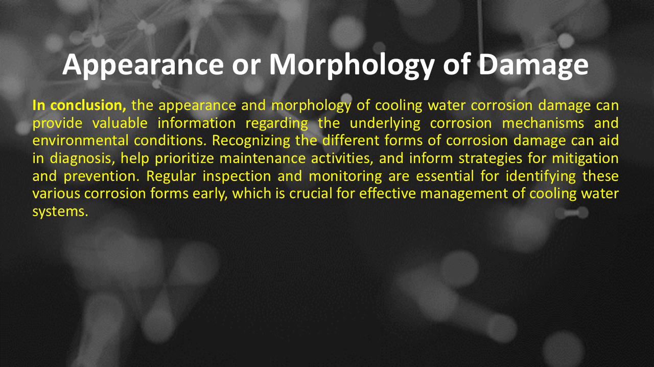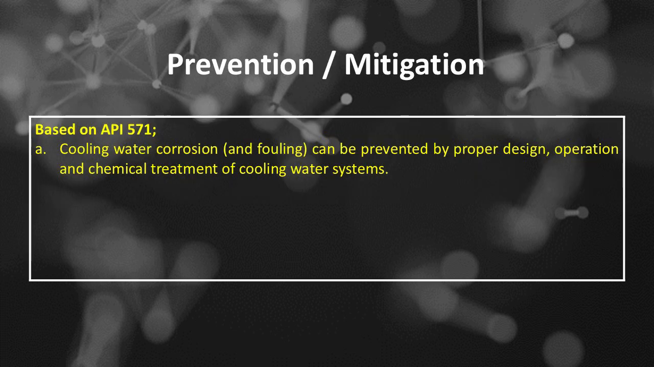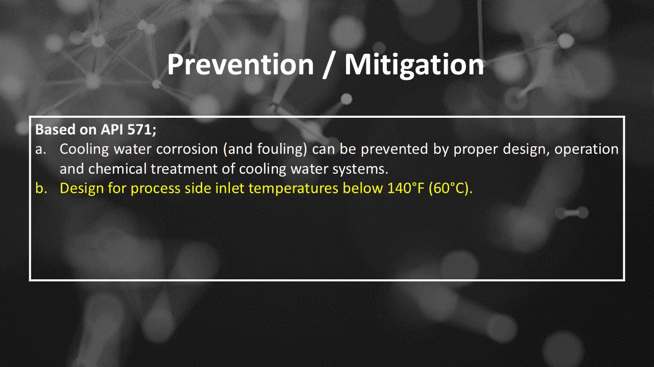Regular inspection and monitoring are essential for identifying these various corrosion forms early, which is crucial for effective management of cooling water systems. Cooling water corrosion prevention and mitigation based on API 571. Number A, cooling water corrosion and fouling can be prevented by proper design, operation, and chemical treatment of cooling water systems. Number B, design for process side inlet temperatures below 140 degrees Fahrenheit, or 60 degrees Celsius.